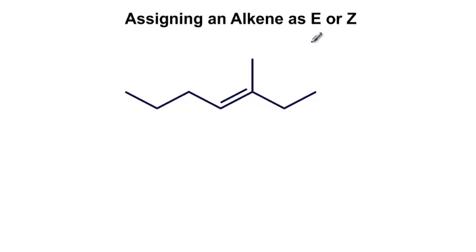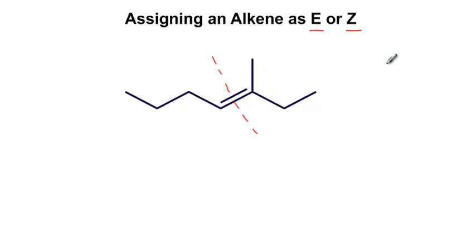Okay, let's talk about assigning an alkene with a stereochemistry of either E or Z. In order to do this, we're going to split the molecule right down the middle. That's what this dotted line is for. We're going to look at the pieces coming off the right hand side and the pieces coming off the left hand side of the double bond, but we're going to do each of these separately.